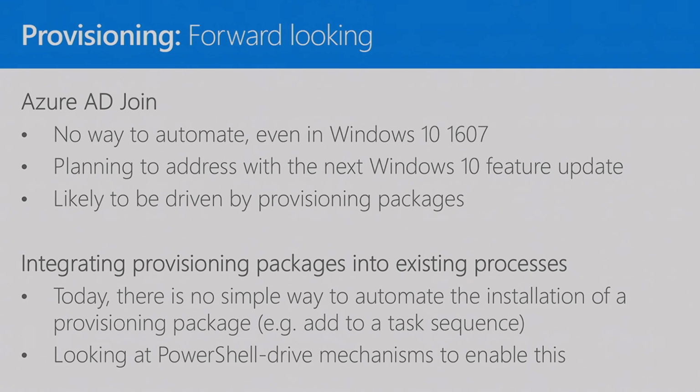We do expect that to be in place for the next Windows 10 feature update. And we want to make those provisioning packages easier to use inside of existing deployment processes. So imagine you're using MDT or Config Manager and you want to do an automated AAD join. You can create a provisioning package and then insert that as a step in an existing task sequence where you specify a PowerShell command to install that provisioning package. So we're on track to get all of that in place for the next feature update after 1607 to enable those types of new scenarios.